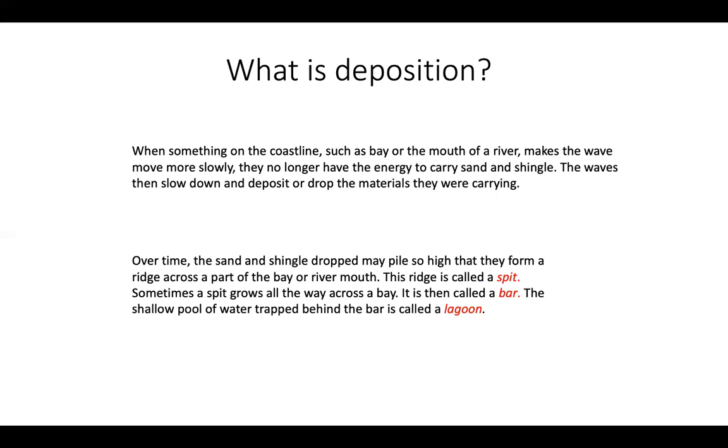And sometimes a spit grows all the way across the bay. It is then called a bar. And there's a shallow pool of water that will be trapped behind that bar, which is then called a lagoon. You guys get it? No worries. If you didn't, I have all the definitions in this next slide for us to understand even better.